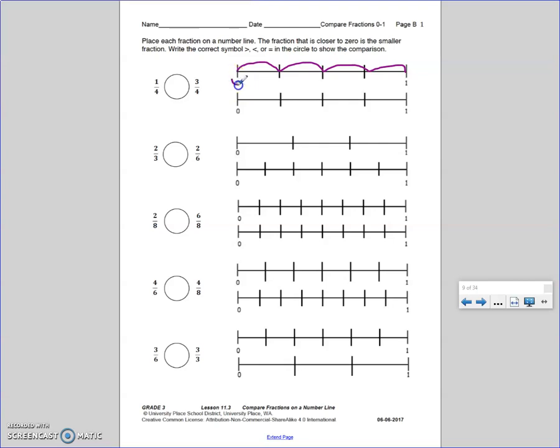So I know that this is 0/4 and 1/4 and 2/4 and 3/4.